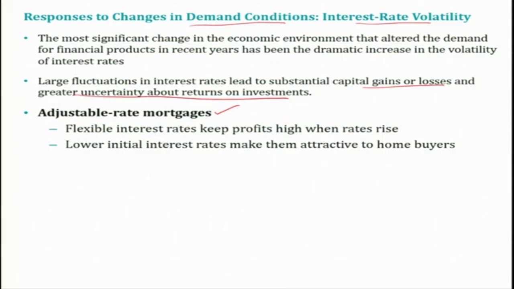An adjustable rate mortgage might initially have a fixed rate of interest. However, when the market rate of interest changes, the adjustable rate mortgage also changes its interest rate in line with the market rate of interest. That means a flexible interest rate keeps profits high when rates are high. Lower initial interest rates make them attractive to home buyers. This is an attractive feature because adjustable rate mortgages allow mortgage-issuing institutions to earn higher interest rates on existing mortgages when market rates rise, and profits remain high during this period.